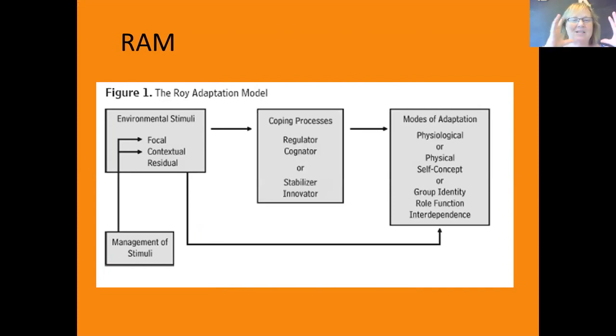And through that process, the stimuli is input, the coping process being activated is your throughput, and your adaptation through those modes of adaptation is your output. We have that systemic response, and those 2 main concepts, coping and adaptation.